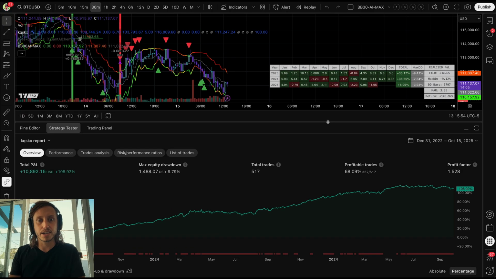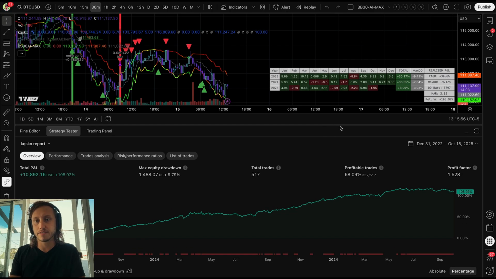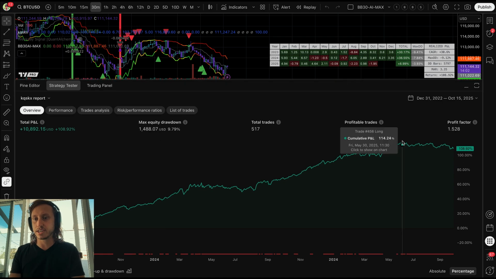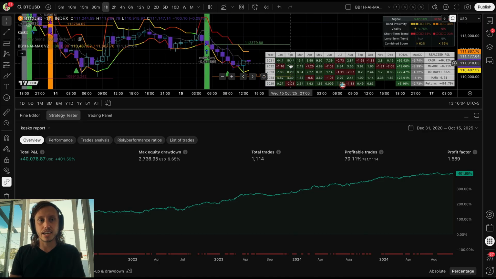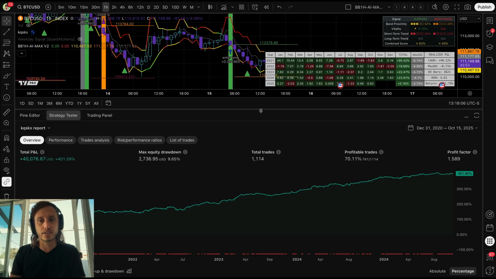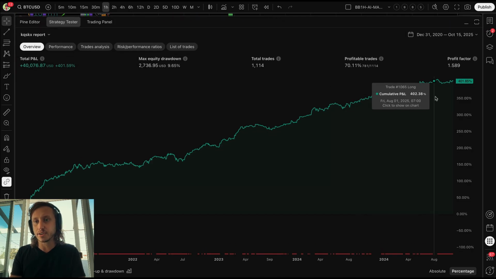And if price action picks up here in the near future, we will hopefully see the strategy continue up and to the right. So this is a 30-minute strategy. We'll look at a 1-hour strategy. This one is in a trade currently, not currently at a win, but this strategy, again, has had a nice slow and steady grind to the upside.